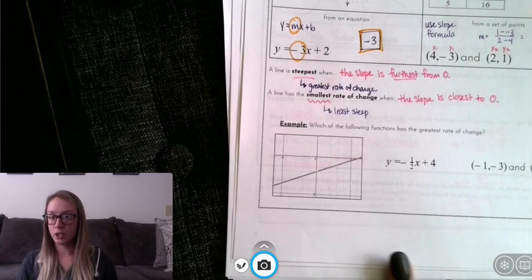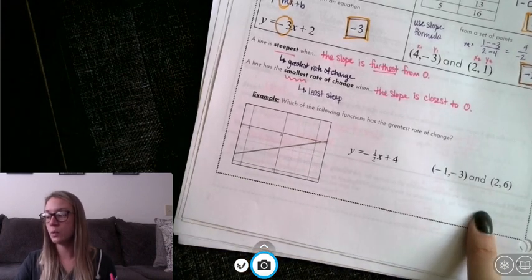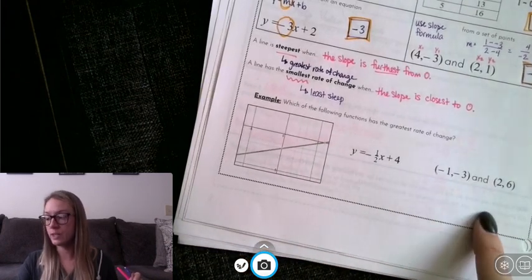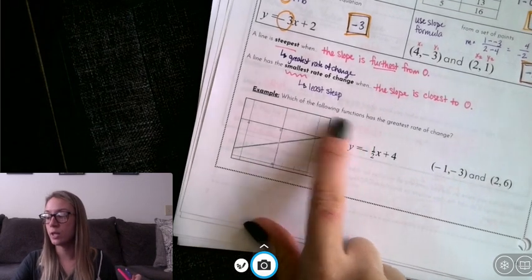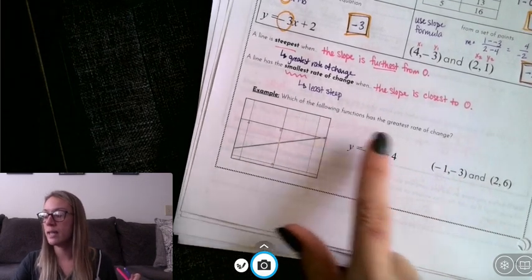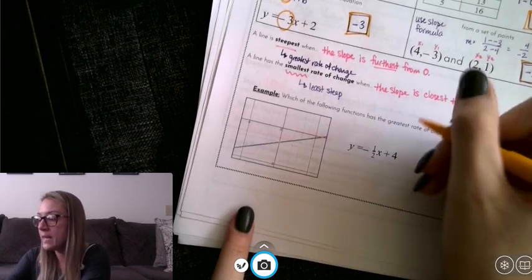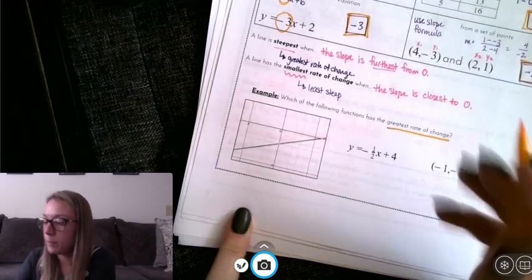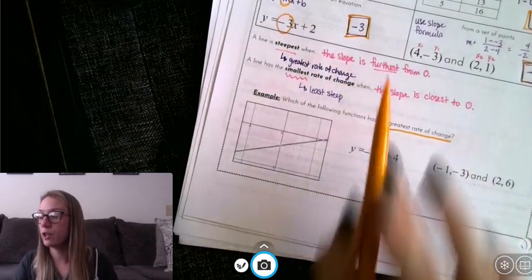So for this question, we have 3 different representations. So we need to figure out the slope of each, and then we need to compare them so that we can answer this question. Which of the following functions has the greatest rate of change? So the greatest rate of change, if we look back up here, is when it's the steepest. So we want the furthest from 0.